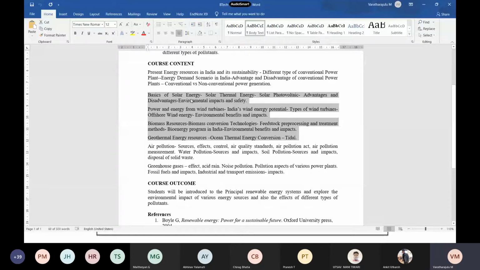Subsequent to solar energy, we are going to visit wind turbines, India's potential, and its benefits and impacts. In continuation with solar and wind, we are going to visit biomass. At the end, geothermal. With that, one part of the syllabus is over.